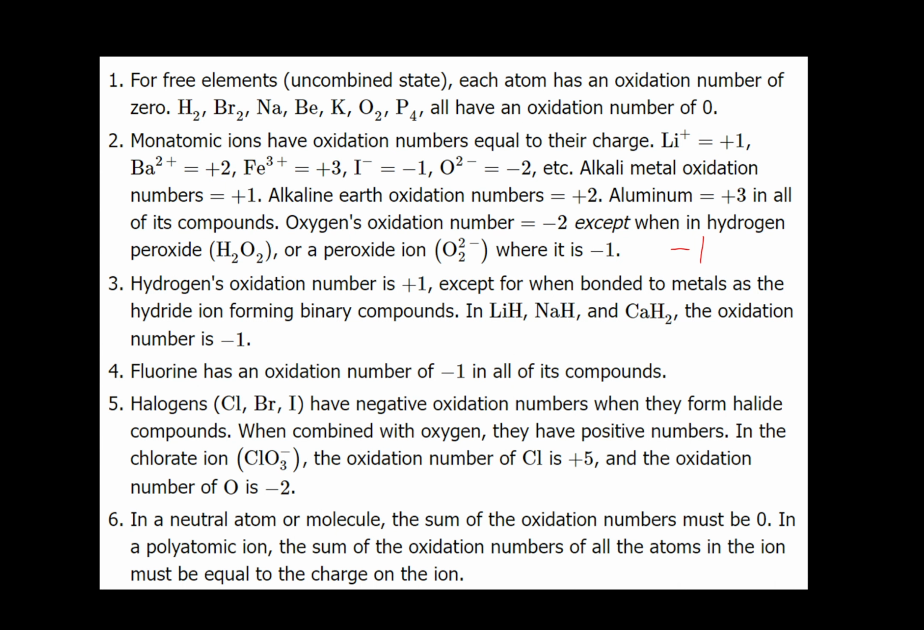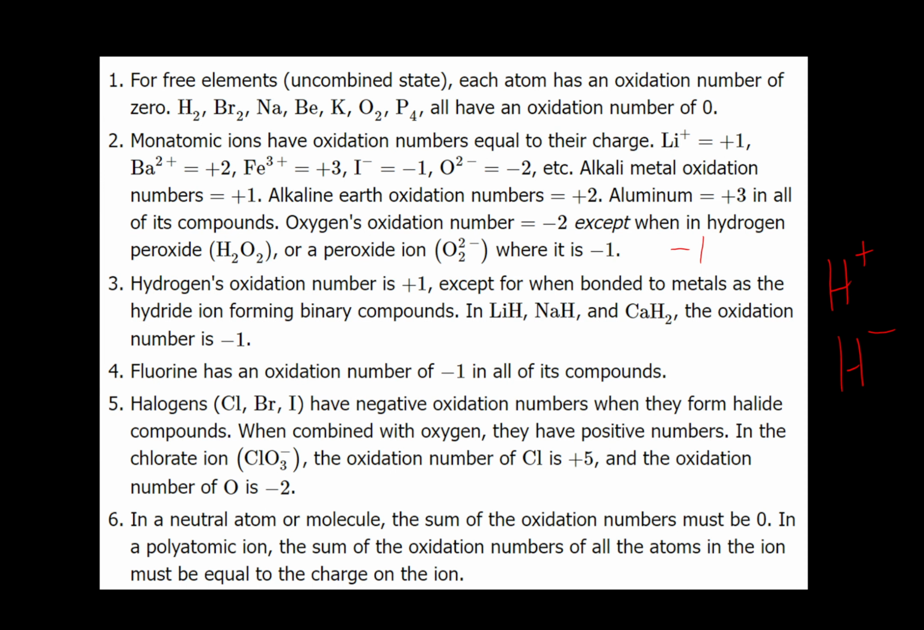Just reviewing these things, hydrogen's oxidation number is +1, except when bonded to metals as the hydride ion. We know the hydrogen ion specifically, but you also have the hydride ion. So when it's bonded in metal hydrides, it would have an oxidation state of -1. Fluorine has an oxidation state of -1 in all of its compounds. So fluorine is always -1.